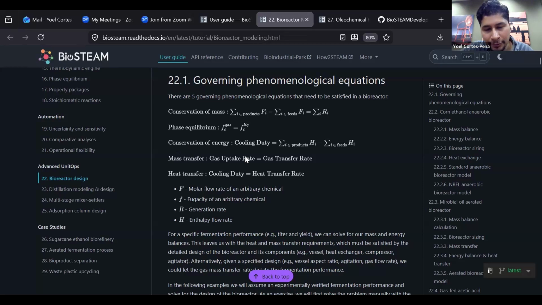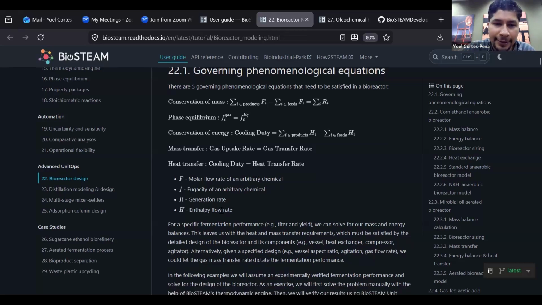Conservation of energy, to understand your cooling duty, is just the enthalpy coming out minus the enthalpy coming in is equal to how much you need to cool. And your mass transfer, we need to account for mass transfer rates within the liquid to make sure that you're satisfying your oxygen demand. And your heat transfer, this one is a little bit more preliminary because many times the costing algorithms make some heuristic assumptions on what's the necessary heat transfer area and such. So the heat transfer is a little bit easier for us to model for preliminary TEA and LCA.